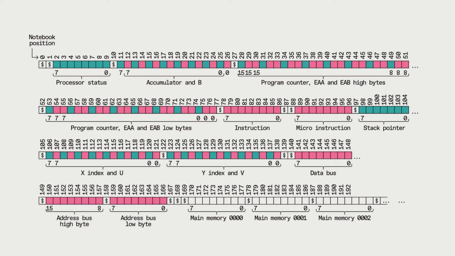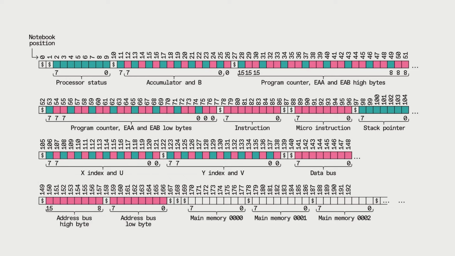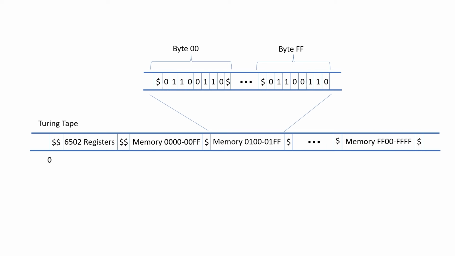Let's say the 6502 state machine wants to perform a main memory write. It copies the address into these tape locations, and it copies the 8-bit data here. The memory state machine then copies this data bus value into the main memory byte pointed to by the address bus. You might already be starting to spot the problem with this.